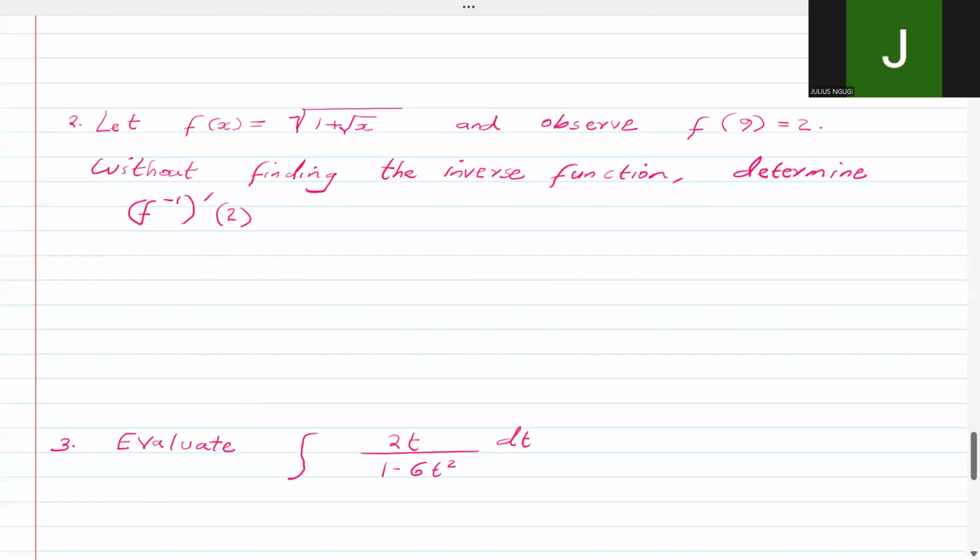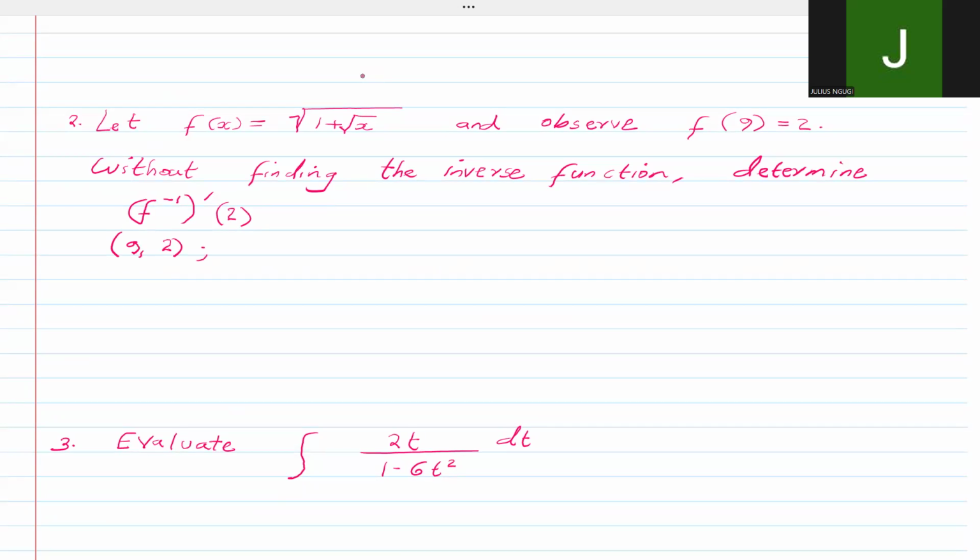Let's go to the second question. Let f of x be the square root of 1 plus the square root of x inside the root sign, and observe f of 9 equals 2. In short, we have the coordinate x is 9 and y is 2. We need to check that indeed y equals 2. So we just substitute: y equals the big square root of 1 plus square root of 9, which becomes 1 plus 3, and the root of 4.